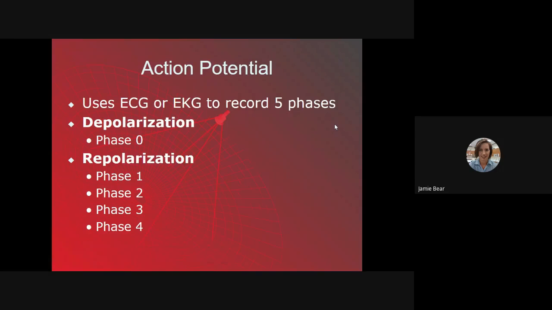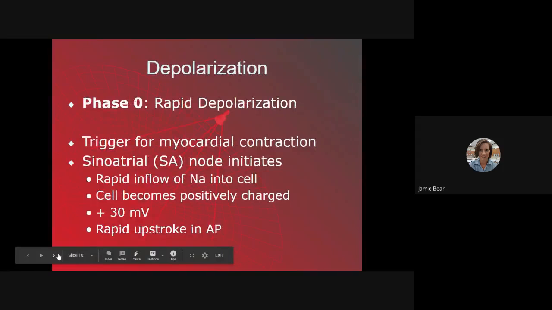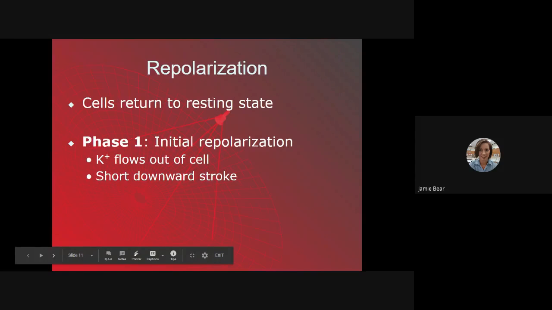We're literally just recording the different phases of that action potential. So in phase 0, we said that's that rapid depolarization. That's the trigger for the myocardial contraction, and that's initiated in that SA node, okay? And that's where that cell becomes positively charged. In repolarization, that's when the cells then return to their resting state. Potassium will flow out of the cell, and there will be that short downward stroke.